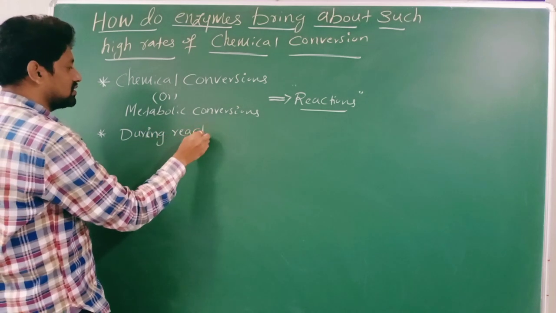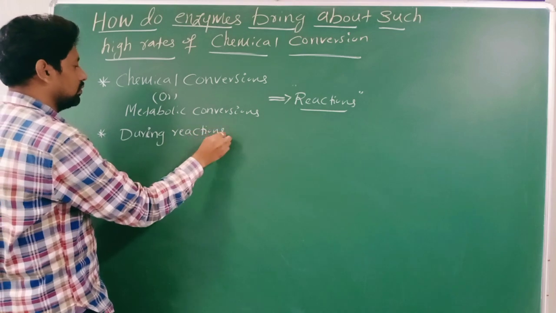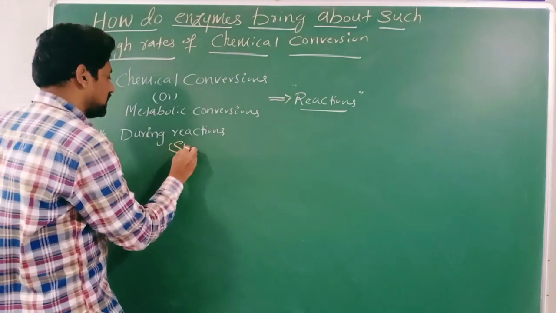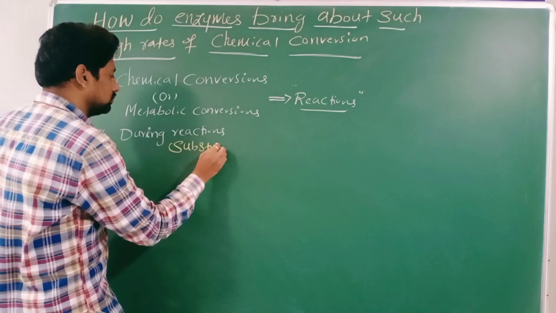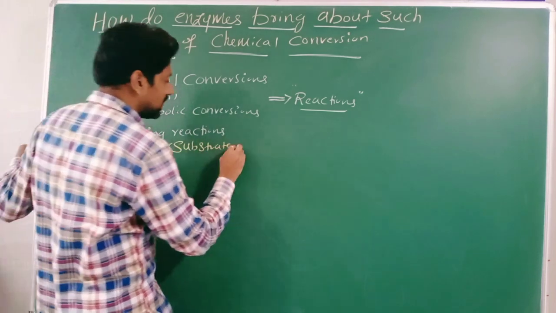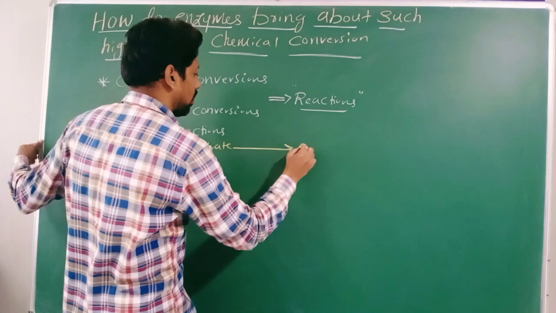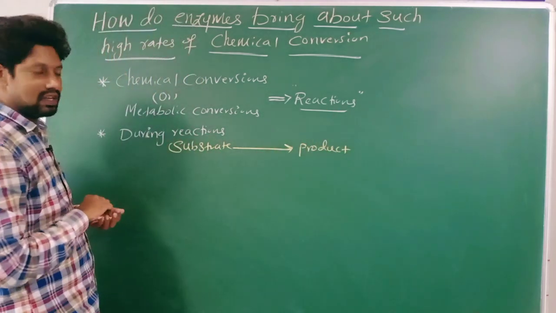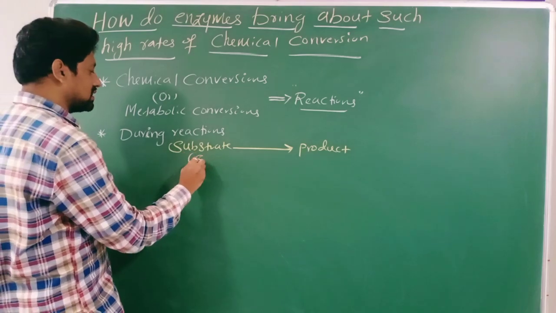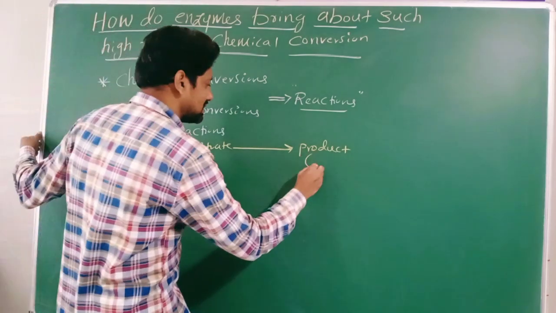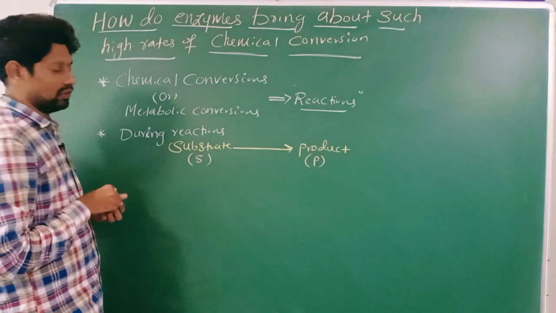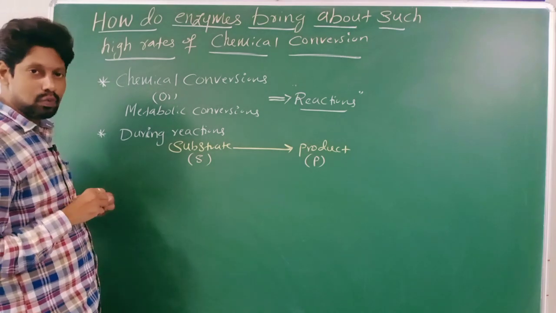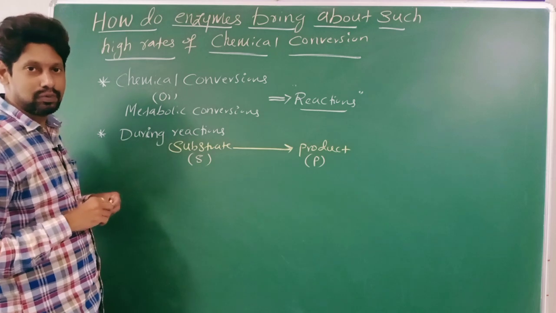During reactions, what is converted into what? Substrate is converted into product. Substrate is represented by S, whereas product is represented by P. Therefore, during a reaction, substrate is converted into product.